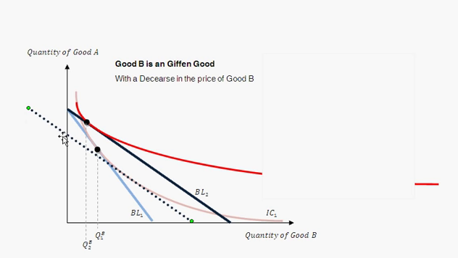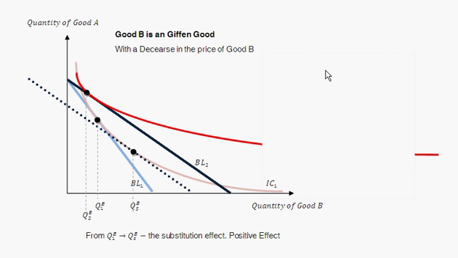And what we're going to do is move this new budget line so that it's parallel at some point to the old indifference curve. So I'm going to shift this until I can find a point where it's parallel to the old indifference curve, say about right there. And the bundle at that point is about right here at QBS. So the shift of consumption of good B from here to here is all the substitution effect.